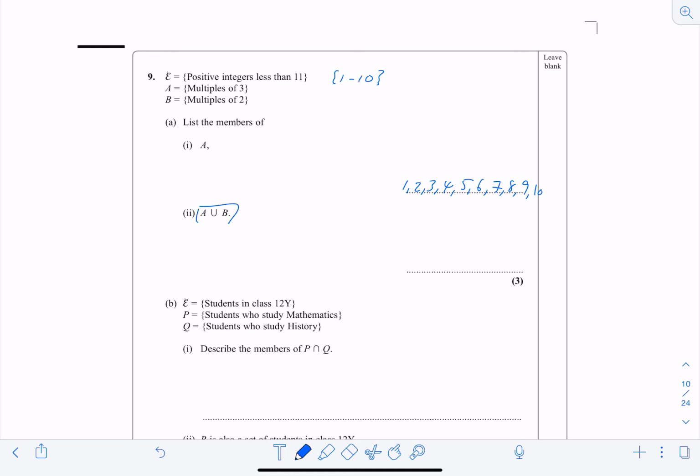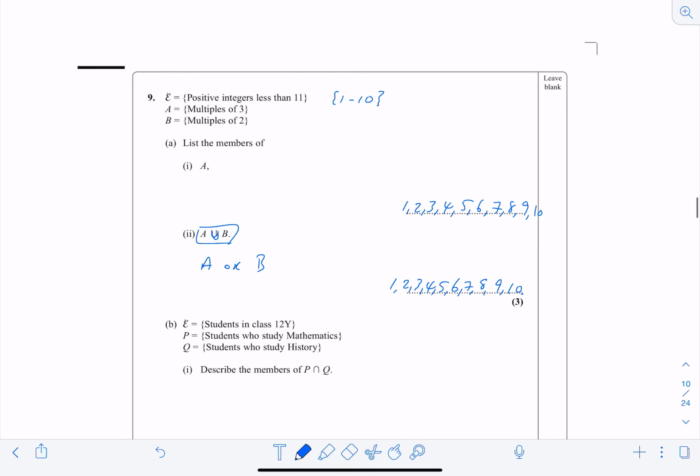A union B, so it's in A or in B, so we're looking for all positive integers less than 11 that are multiples of 3 or multiples of 2. Okay, well, that's the same. 1, 2, 3, 4, 5, 6, 7, 8, 9, 10. So it's the same, because remember that union means in A or B. Anything that's in there or anything that's in there.